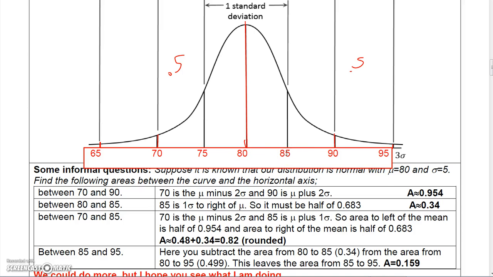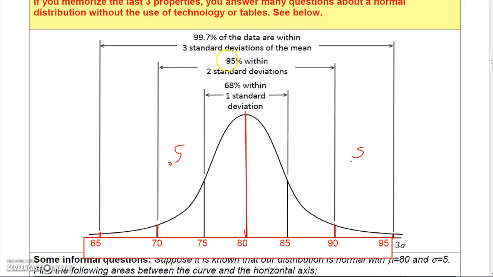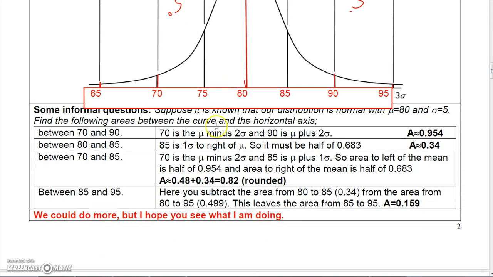85 would correspond to 1 standard deviation to the right, and 75 would correspond to 1 standard deviation to the left. 90 would correspond to 2 standard deviations to the right, and 70 to 2 standard deviations to the left. And then 95 would correspond to 3 standard deviations to the right, and 65 would correspond to 3 standard deviations to the left. So if we wanted the area of the curve that's between 70 and 90, then we're looking for the area from 2 standard deviations to the left to 2 standard deviations to the right. And that's given to be about 0.95 or 0.954.